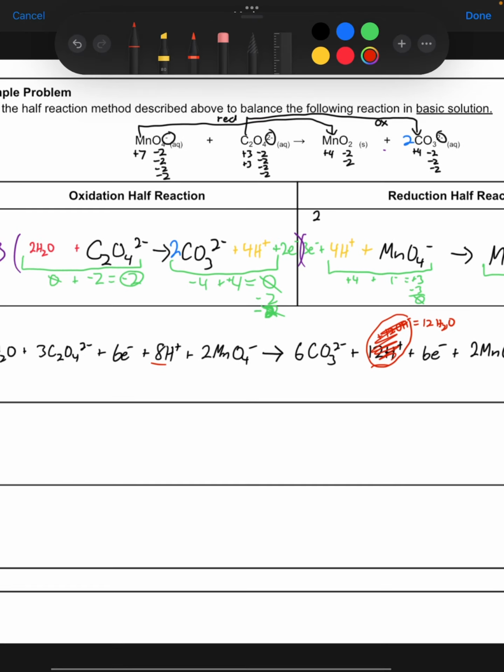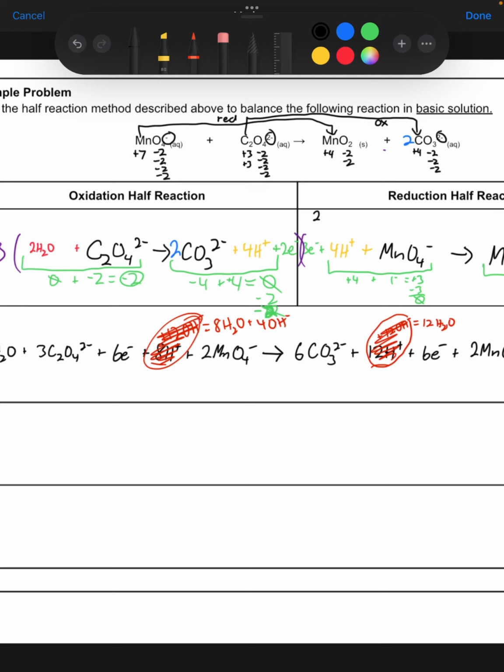On the left-hand side, what I do to one side, I have to do to the other. So I'm also going to add 12 hydroxides. The problem on the right-hand side is that it doesn't work out perfectly. I'm going to end up with 8 water molecules and also 4 leftover hydroxides, but those things will go away as well.